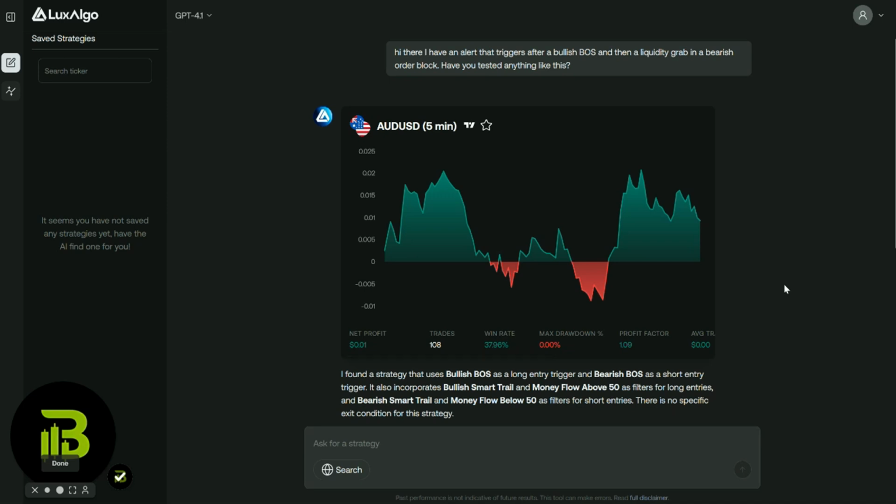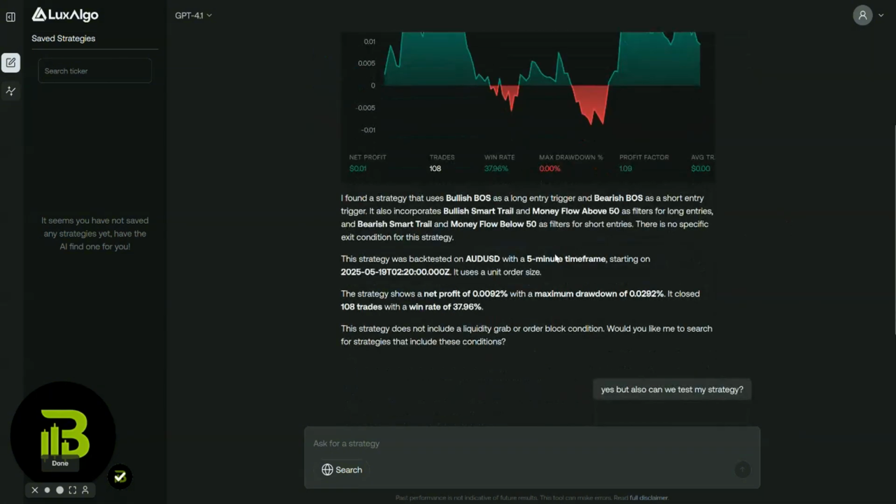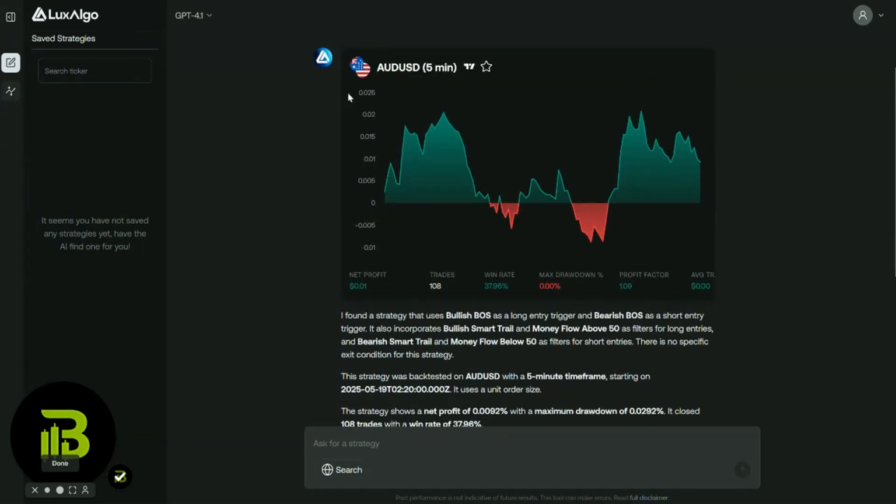So this is pretty interesting. First thing I'm going to do is give the AI, I have an alert that triggers after a bullish break of structure and then a liquidity grab in a bearish order block. Have you ever tested anything like this? Now, the AI will give me back some of the strategies that it has already tested in its database.